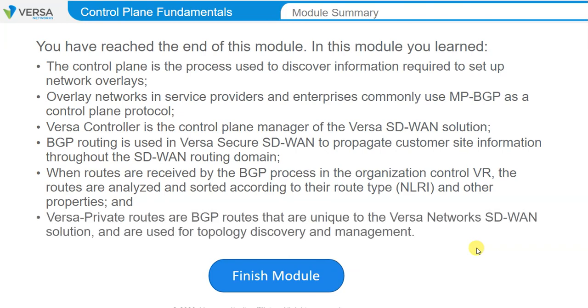And Versa private routes are BGP routes that are unique to the Versa Network's SD-WAN solution and are used for topology discovery and management.